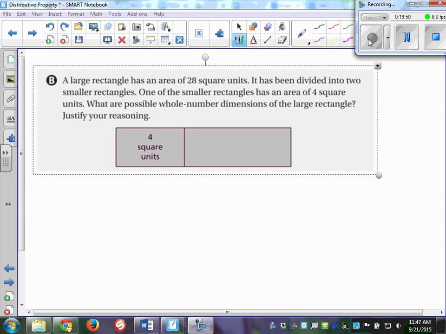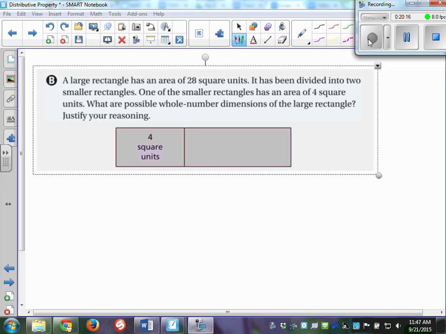So if I read this one more time, it says a large rectangle has an area of 28 square units. It has been divided into 2 smaller rectangles. One of the smaller rectangles has an area of 4 square units. What are the possible whole number dimensions of the large rectangle? Justify your reasoning. Okay, so we know that one of them is 4. The total area is 28.